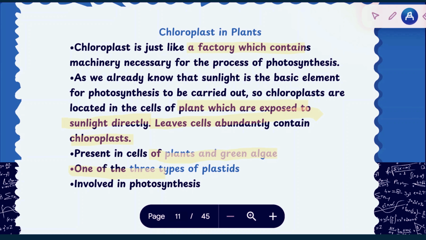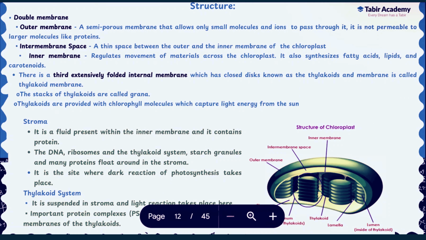And a chloroplast is the subclassification of a certain type of cell called a plastid. And chloroplasts are involved in photosynthesis. So let's go over the structure of a chloroplast, right?